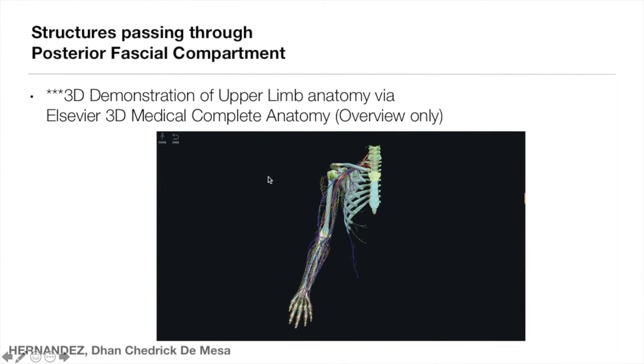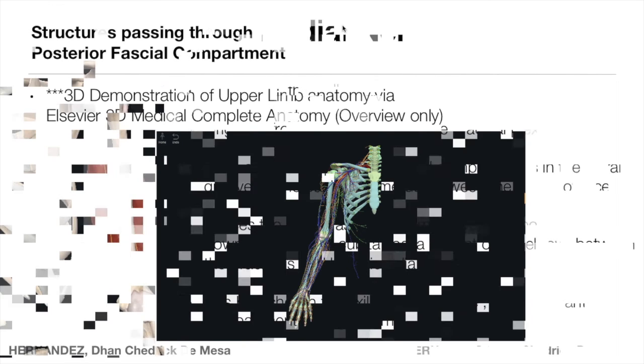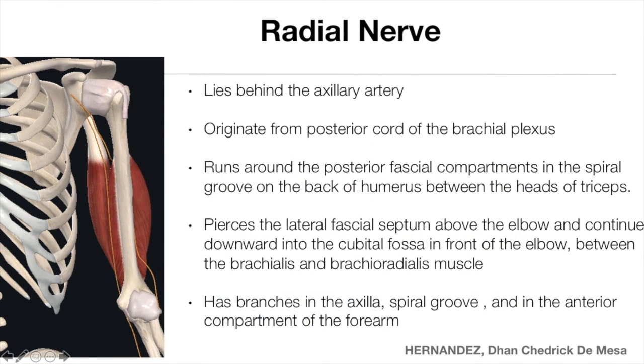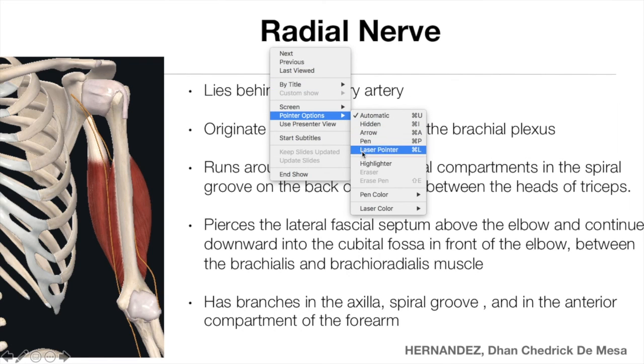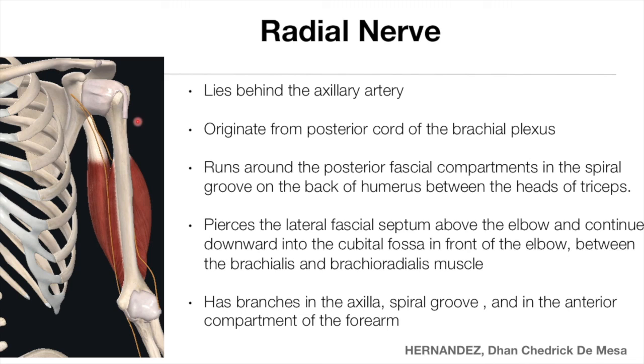But now let's tackle the structures that pass through the posterior fascial compartment. And first is of course the radial nerve. Now the radial nerve is actually right here. If you can see the laser, this is the radial nerve, the one that is on the lateral part. Radial nerve, and this lies behind the axillary artery, and it originated from the posterior cord of the brachial plexus, and it runs around the posterior fascial compartments in the spiral groove.